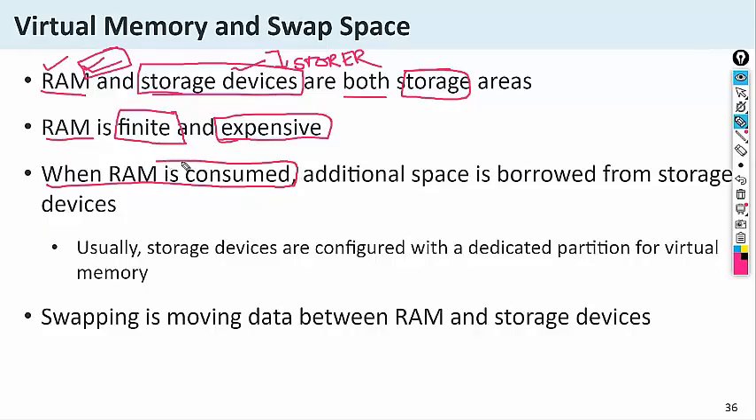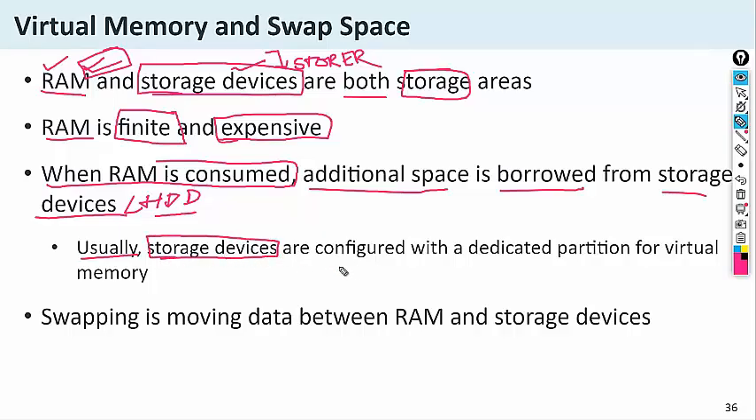When RAM is consumed and some additional space is required, it is borrowed from a storage device, meaning the hard disk, the HDD. Usually storage devices like hard disks are configured with a dedicated partition for the virtual memory. So in this case, what will the administrator do?